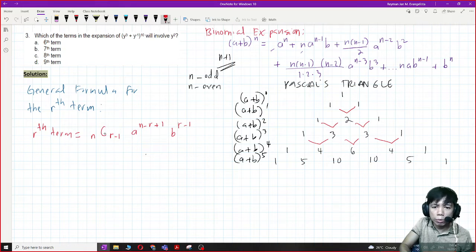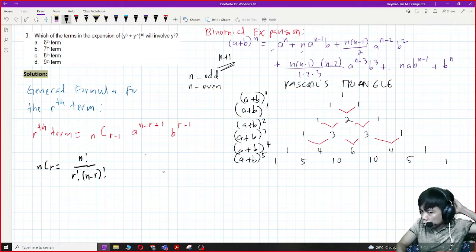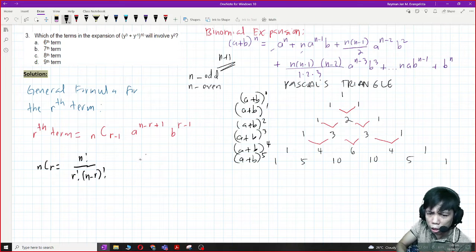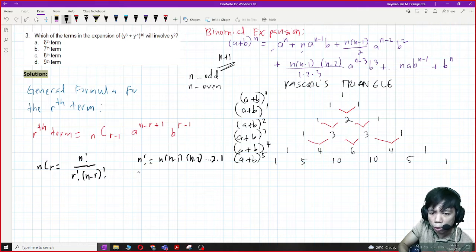Okay, by the way guys, yung combination, pag sinabi nating nCr, that is n factorial over r factorial times n minus r, okay, factorial. Okay? Yan yung ibig sabihin niya na. Pag sinabing n factorial, that is n times n minus 1, n minus 2 hanggang kay 2 times 1. So, halimbawa guys, pag sinabi 3 factorial, that is 3 times 2 times 1.